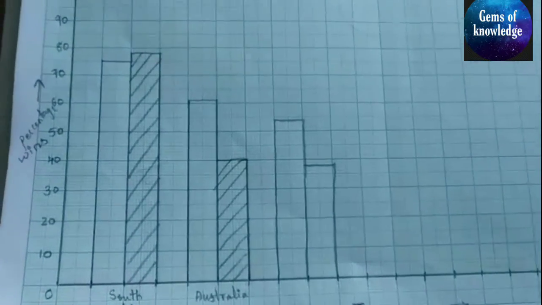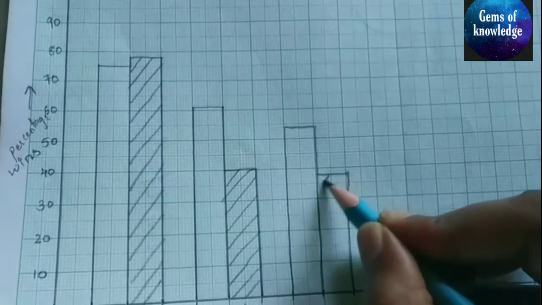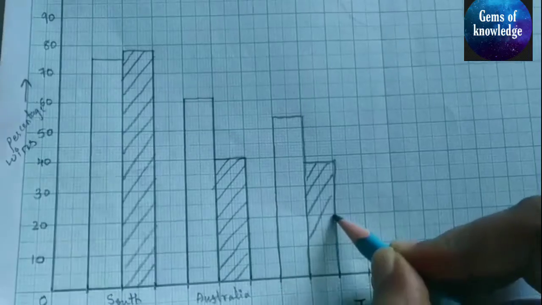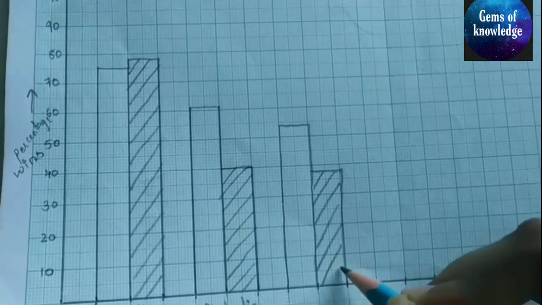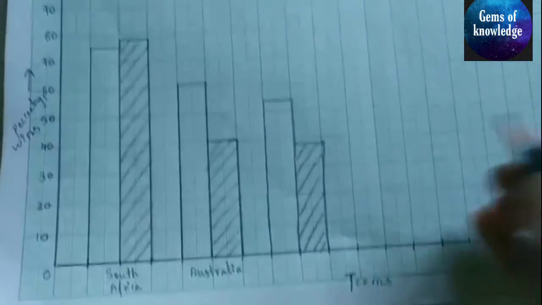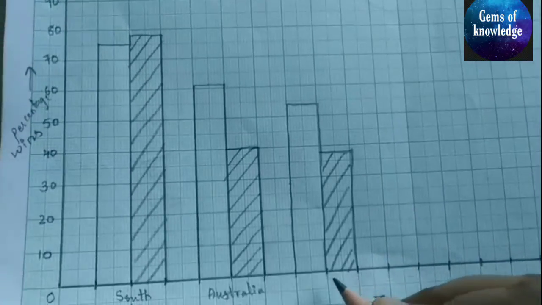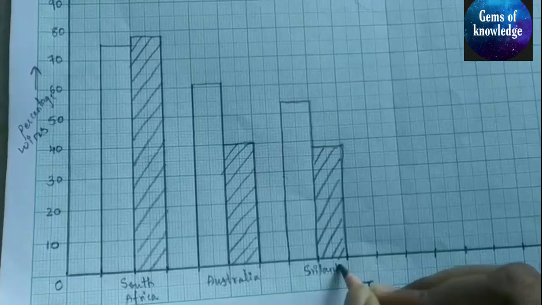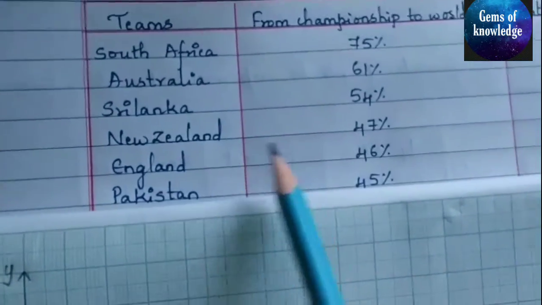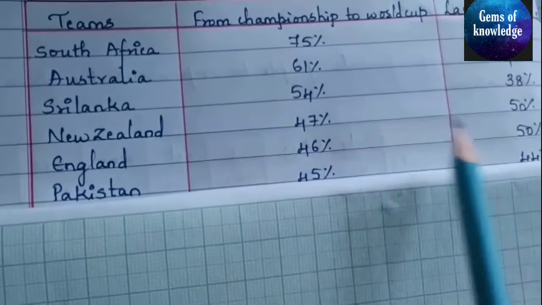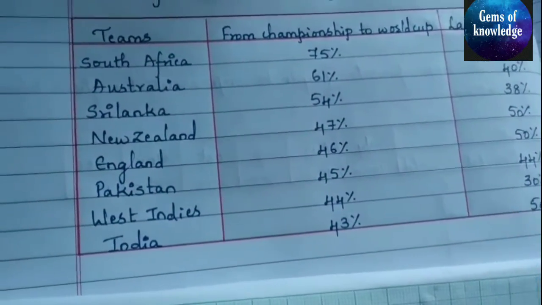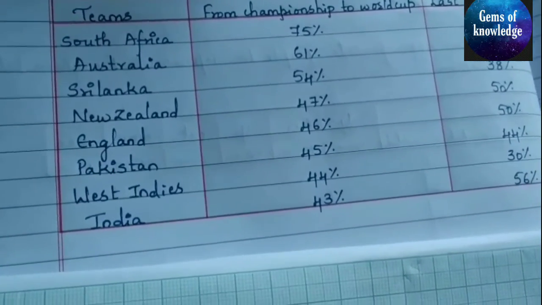Let me mark here. So this is for the team Sri Lanka. Next one, the fourth team, is New Zealand. It is 47 and 50. Similarly you have to mark all of these, and let me show you how the graph looks.